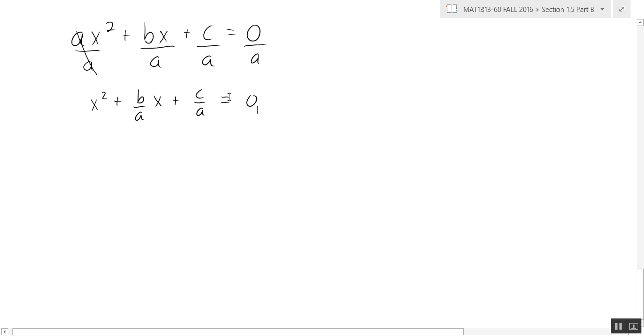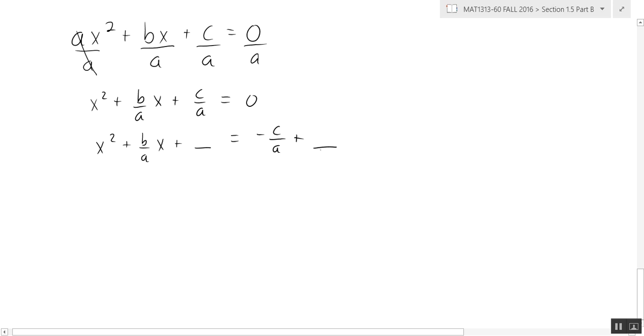Now, what was the next step if I complete the square? Move the constant over. You see where I have this c over a, that's going to be a constant term, so I'm going to move it over. So I'd have x squared plus b over a times x, then I'd have my plus blank equals, and when I move that over, that becomes negative c over a plus blank.